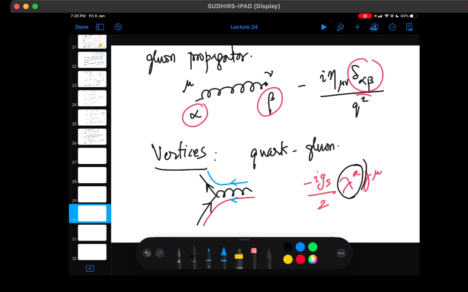And if you look at the vertices, the quark-gluon vertex is given by i g_s over 2 lambda^A times gamma mu. The lambda^A is the new one, which is essentially associated with the generators of the SU(3) color group. The i, j indices would be the indices of the incoming and outgoing quarks. So one interesting thing would be, say for example, I drew red and blue here. Sorry, the arrows are not correct.